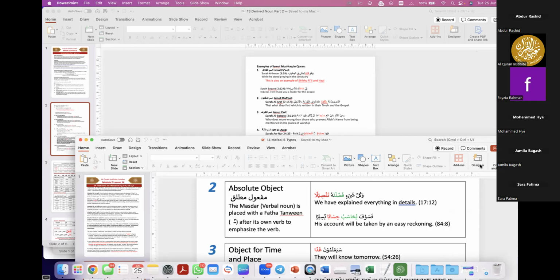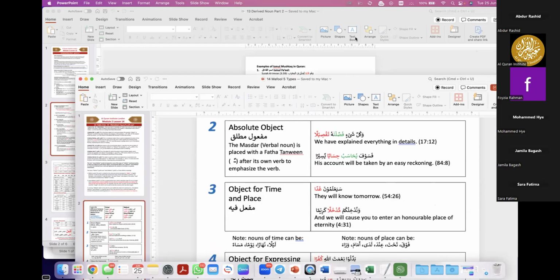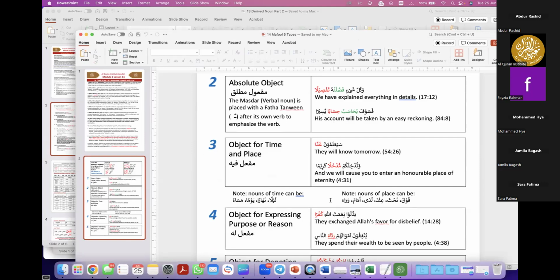So the examples, you can read it from here. Sayalamuna gadan. So gadan is the time, for tomorrow. Sayalamuna, soon they will know. And nudkhilkum mudkhilan karima. Here mudkhilan is the place of entrance. So that's also specifying the place. The first one is for the time and the second one is for the place.